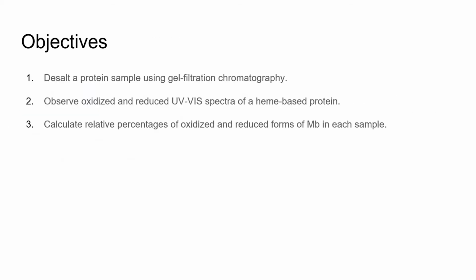So the main objectives for this experiment were to first desalt a protein sample using gel filtration chromatography, and then we observed oxidized and reduced UV-Vis spectra of the heme-based protein, which was collected using a different oxidizer and reducer, as well as just the basic sample that we had. And then we also calculated the relative percentages of oxidized and reduced forms of myoglobin in each sample.